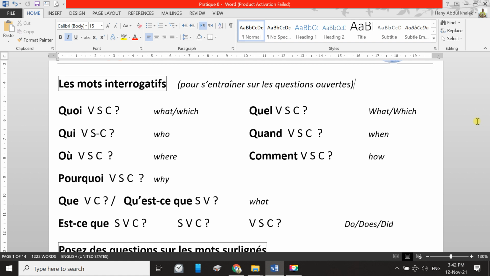Donc on va commencer à expliquer le contenu de cette pratique. The first thing that I gave you on this practice sheet, les mots interrogatifs. Les mots interrogatifs, it means the question words.